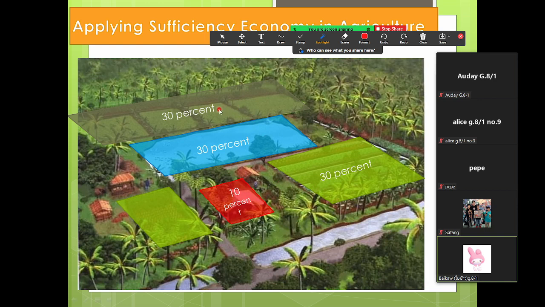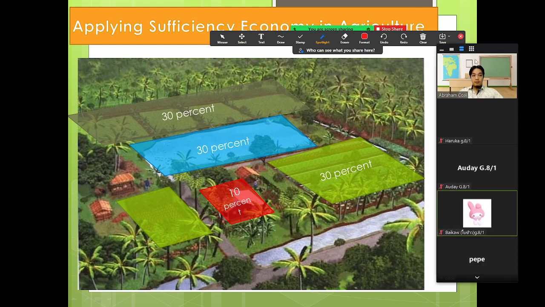So you have there an equal of 100%. This was done in the province of Saraburi, in Wang Muang Chai. Any questions with this one?